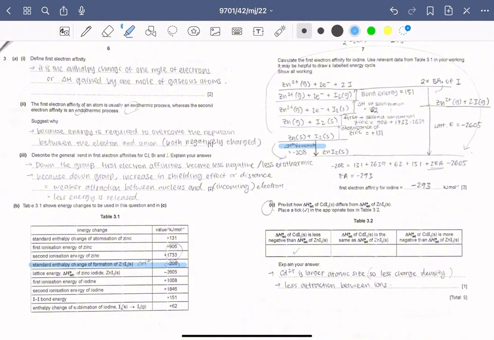Next, going up, is the atomization of zinc from solid to gas. This is the standard enthalpy change of atomization of zinc. Next, the zinc gas is going to lose 2 electrons in a process called first and second ionization.